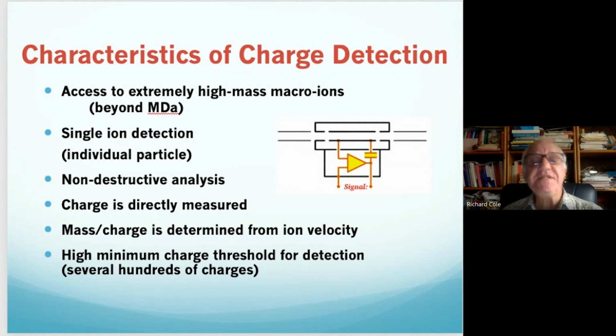One disadvantage is that there's a high minimum charge threshold for detection of species, and often it's several hundreds of charges. Even with our low noise circuitry, in our particular instrument, we evaluated the instrument limit of detection at about 510 charges. So as you can tell, we really need to be able to charge up species in order to see them. If we can't put 500 charges on a particle, we're going to have difficulty seeing it.